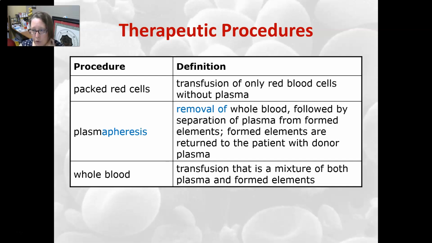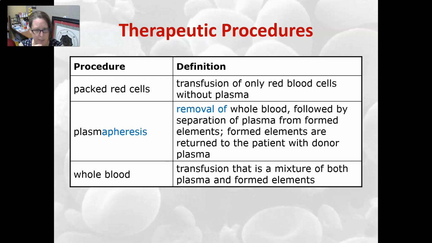Plasmapheresis is the removal of whole blood that's followed by the separation of the plasma from the formed elements, so from the red cells, white cells, and platelets. The formed elements are returned to the patient with donor plasma, or simply this is a way to donate plasma, and you can just return the formed elements with some saline or something, and it goes through the machine, it comes back. And then you have plasma that can be given. We were doing some of that for COVID patients to help them recover.